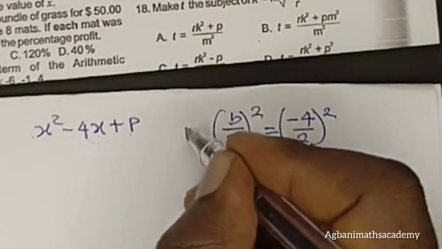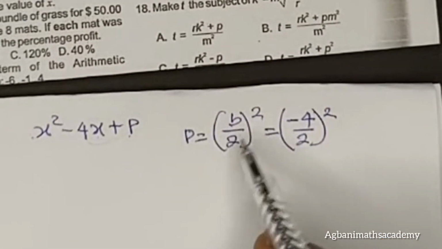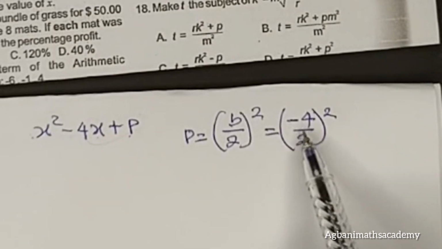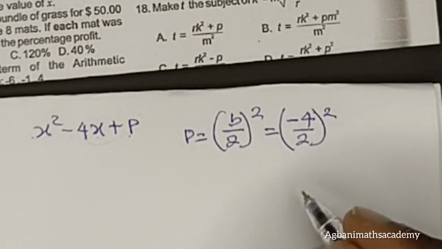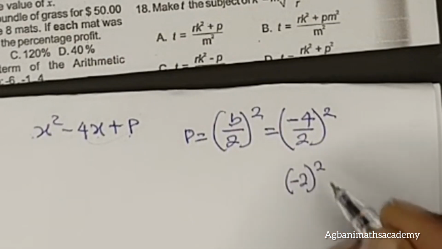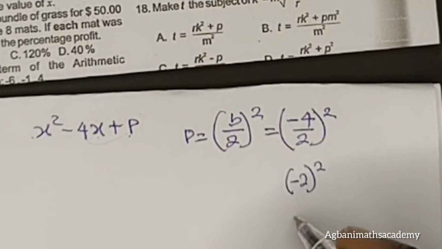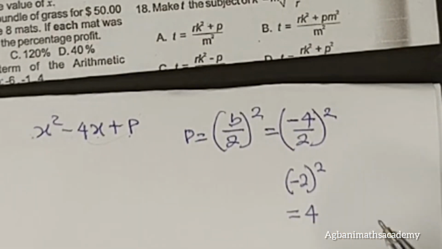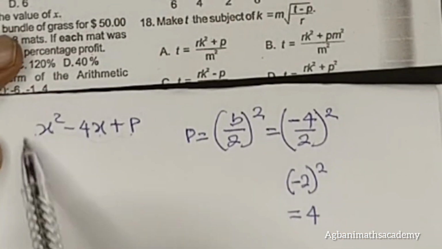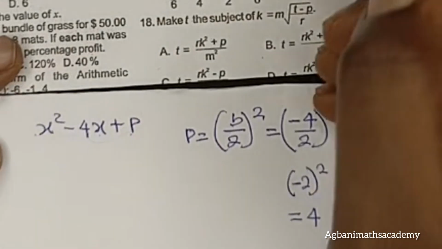So P is equal to (b over 2) squared, and now we know that b is minus 4. So minus 4 over 2, squared. Minus 4 over 2 is equal to minus 2. So we have minus 2 squared, which is equal to 4. That means the value of P that makes this a perfect square is 4.